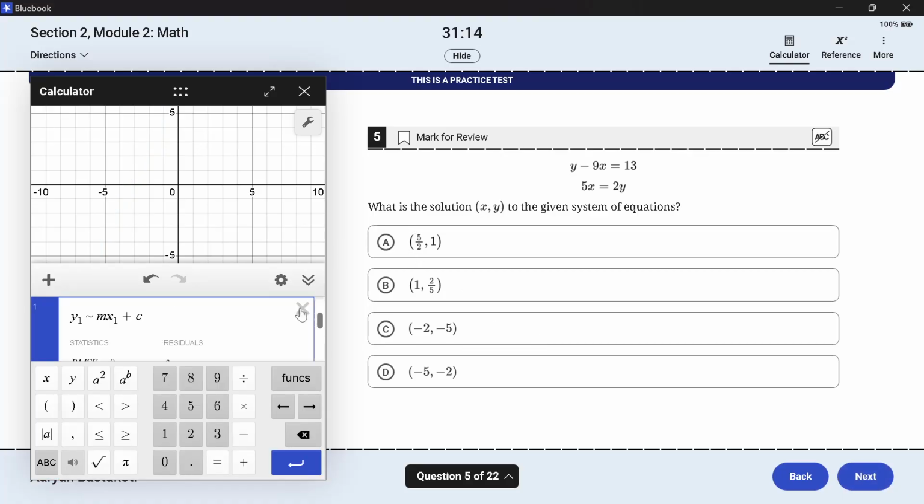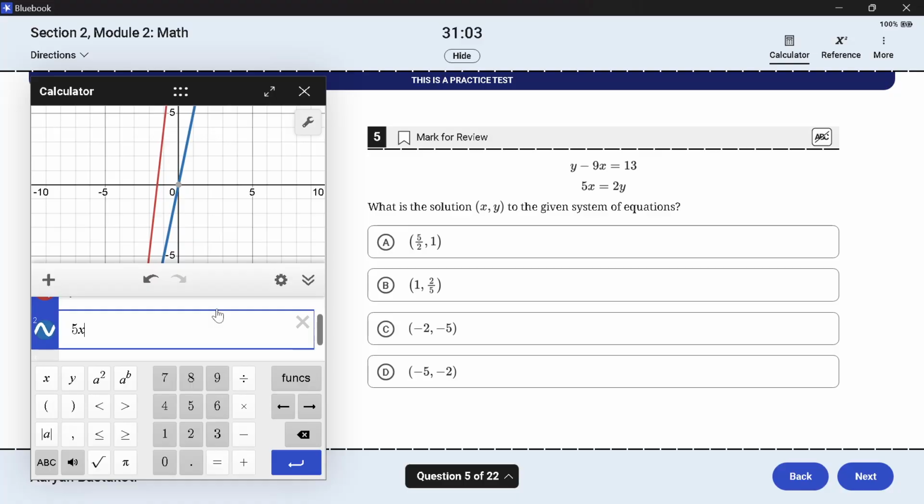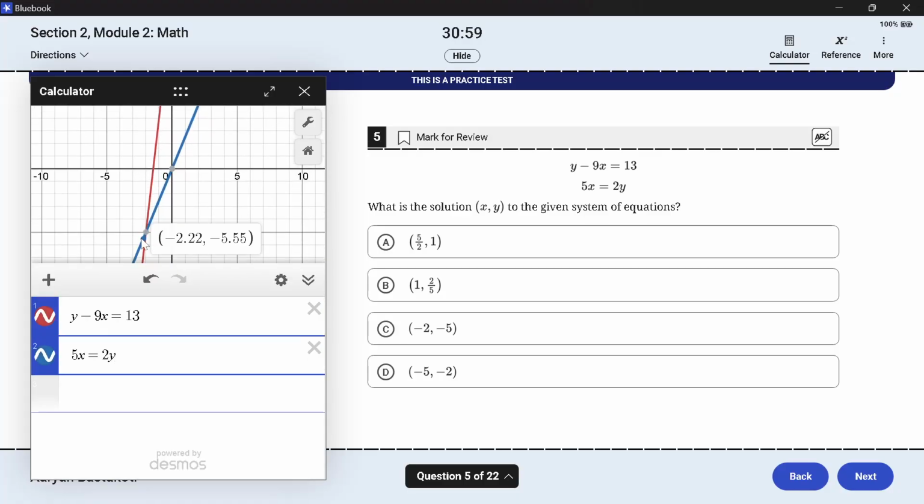Okay, what is the solution to the given equation? We can easily use Desmos for these kinds of questions. 9x equals 13, 5x equals 2y, which gives minus 2 comma minus 5. This is the right answer.